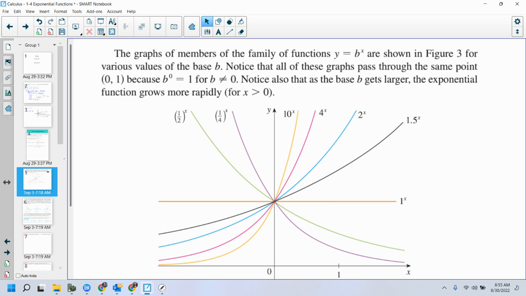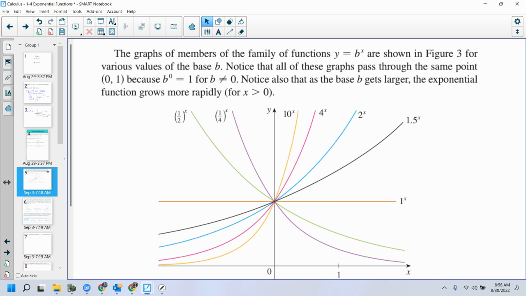If I start making my base bigger and bigger, it will make that exponential steeper and steeper. Like if you compare 2 to the x to 10 to the x, 10 to the x is going to go up at a higher rate, right? So the higher you make your base, the steeper your exponential gets. The lower you make your base, the closer and closer I get to 1, the more it starts to level out, closer and closer to that flat line.